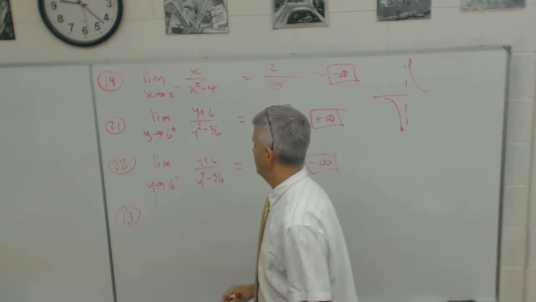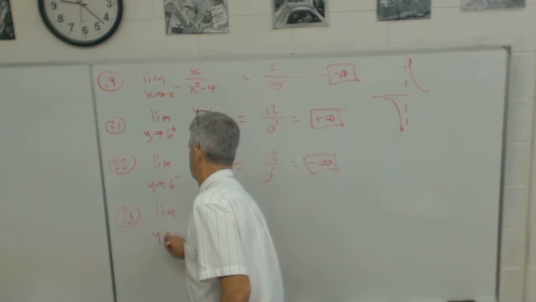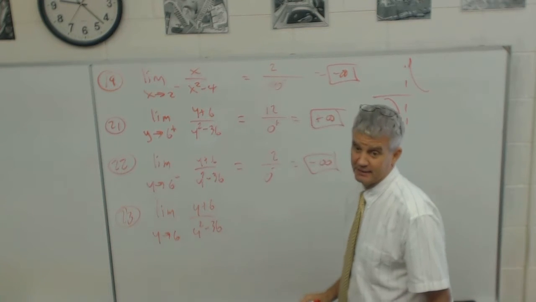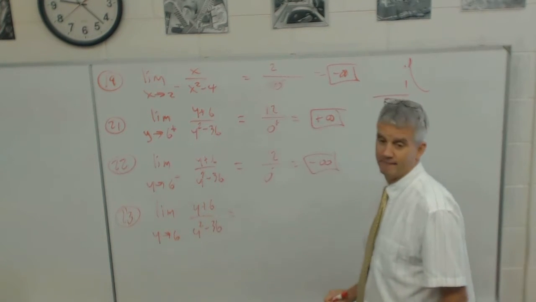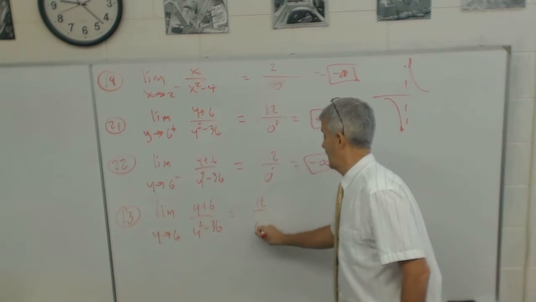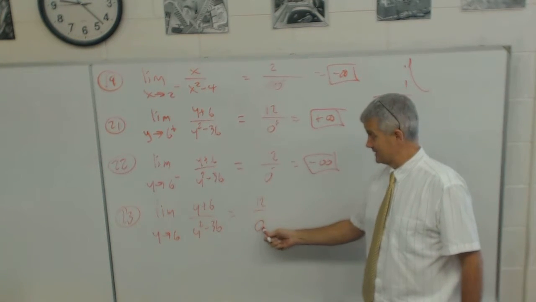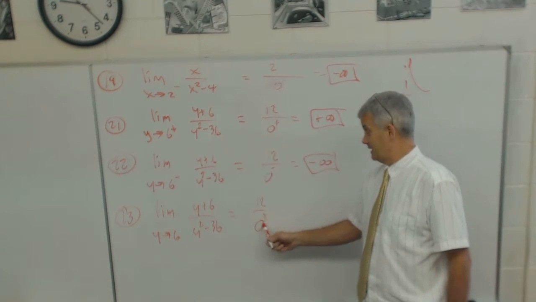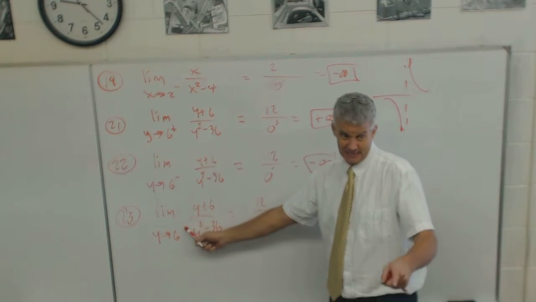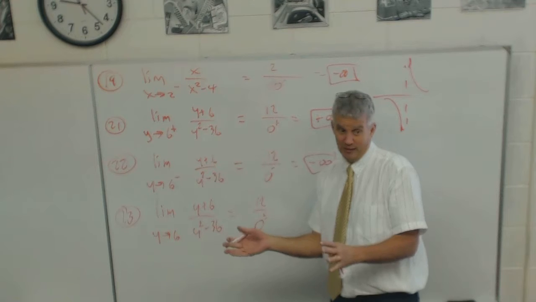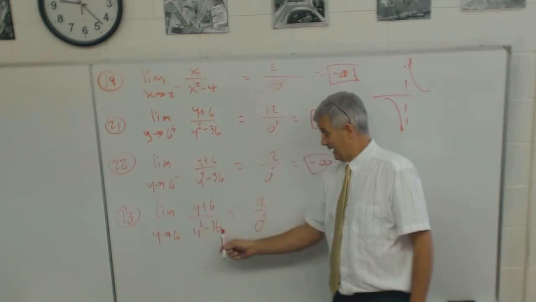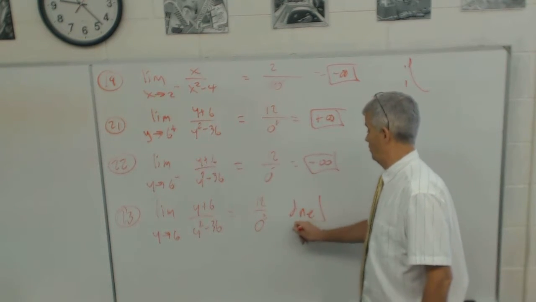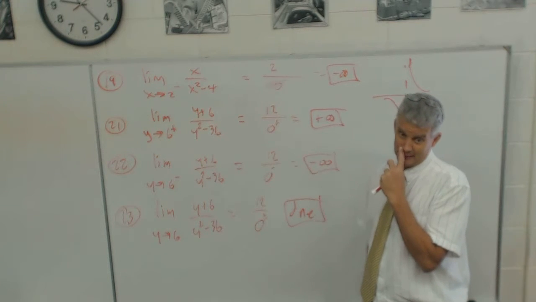Humongous. 23. The limit as y approaches 6 of y plus 6 over y squared minus 36. And what do we say? 12 over 0. Does not exist. Now, in this case, the 0 could be plus or minus. I've never done that before, but maybe that's the way to think about it. The 0 could be positive or negative because it depends. I think this is the question you were asking, or it could have been. It depends on whether we're coming from the left or from the right, as to whether this is positive or negative. So Maddie said it doesn't exist. That's correct.